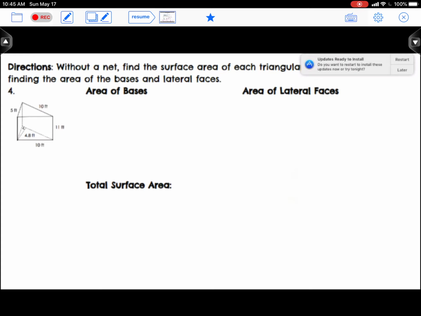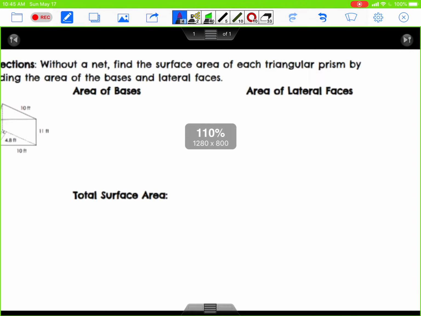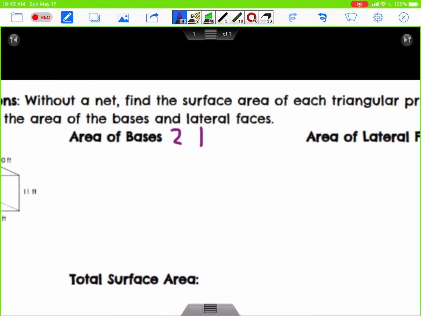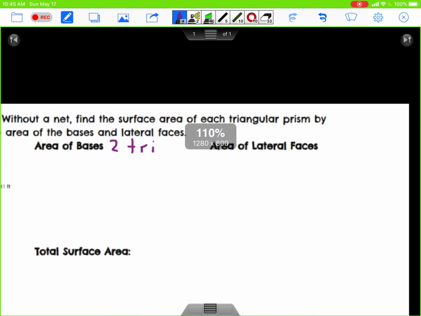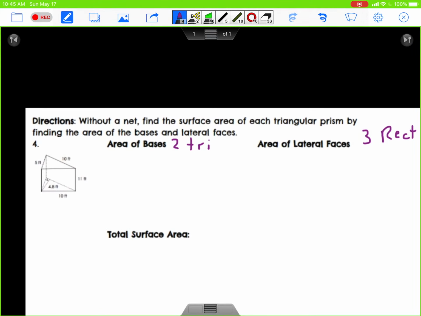Let's get rid of this thing here for now. My next way of doing this is without a net. Like I told you before, the bases are going to be 2 triangles, and the faces are going to be 3 rectangles. Since you know that, you could just get the area of those shapes and add them all together. You don't necessarily need a net, but nets are very helpful to organize your information.